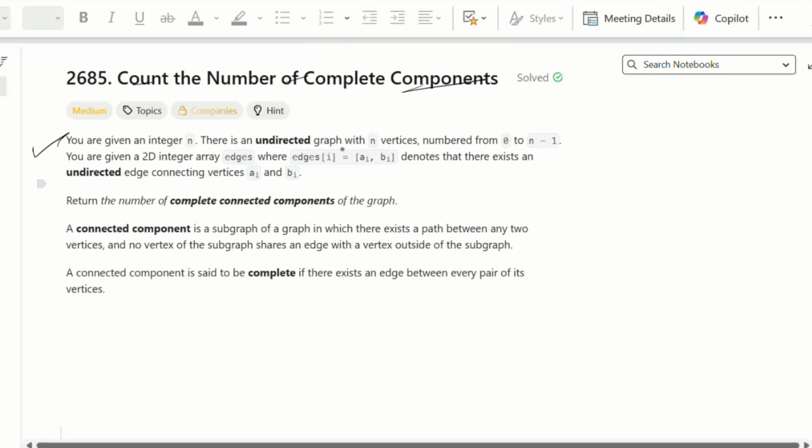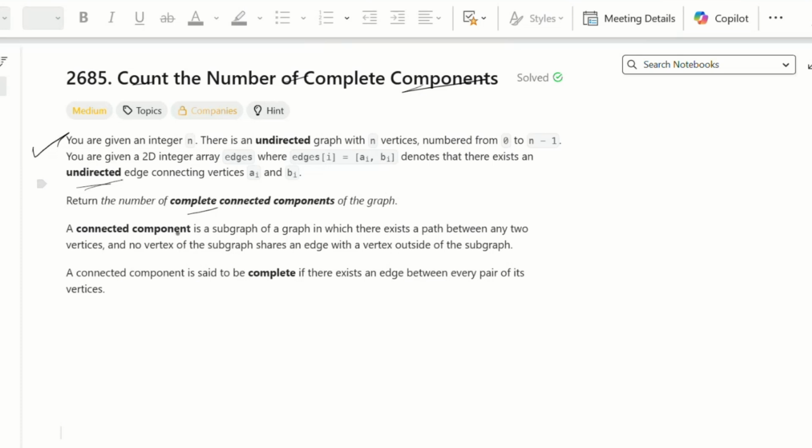There is an undirected graph with n vertices numbered from 0 to n minus 1. You're given a 2D integer array edges where edges[i] equals [ai, bi] denotes that there exists an undirected edge connecting vertices ai and bi. Return the number of complete connected components of the graph.